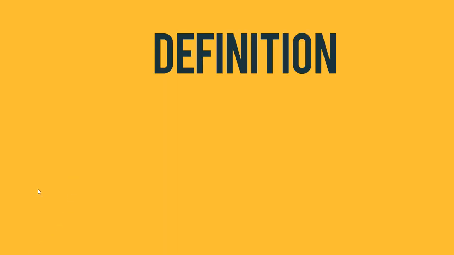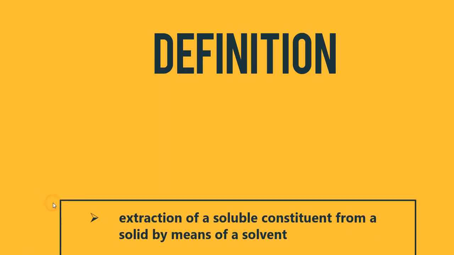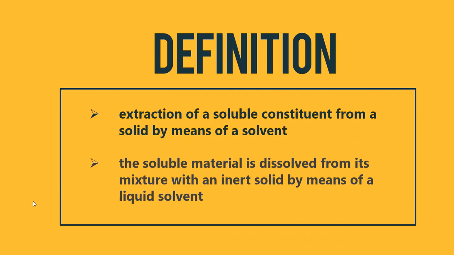Now let's first go to the basics and the fundamentals of leaching. So in terms of its definition, it is the extraction of a soluble constituent from a solid by means of a solvent. So this time, our solute is coming from a solid and our solvent is liquid. Now, the soluble material is dissolved from its mixture with an inert solid by means of a liquid solvent.